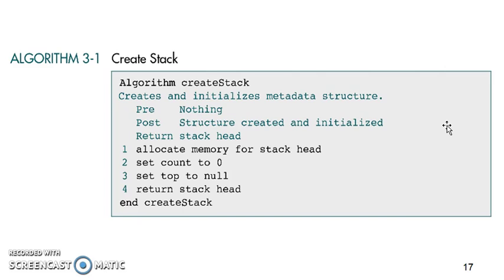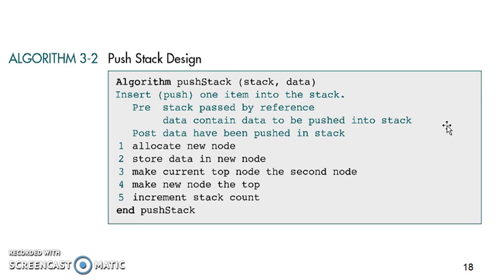The first thing is create stack. As I said, initially there won't be any memory space. So in order to do any operations, we need to allocate the memory. We need to allocate the memory for stack head, first step. Second, as we know, in stack head there are two fields, count field and the top field. Set the count field to 0 and set the top to null. That's it. Now the stack is created.